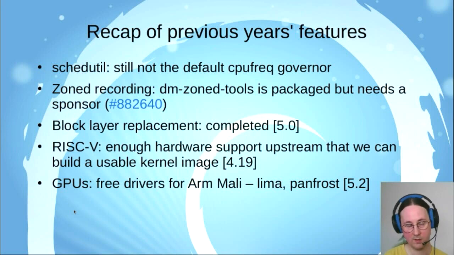The RISC-V architecture now has enough hardware support upstream that we were able to start building a kernel image for that with 4.19. And the situation with GPUs on ARM-based SoCs has improved again because there are free drivers for ARM's Mali GPUs, starting with Linux 5.2. There are 2 different drivers for different generations of the GPU.